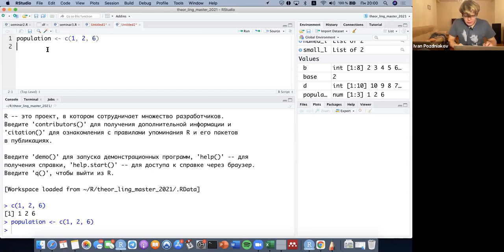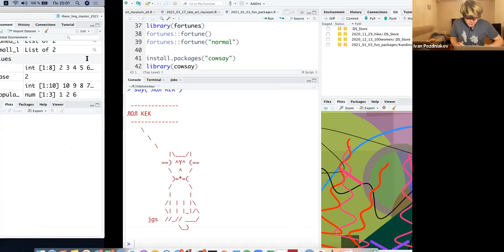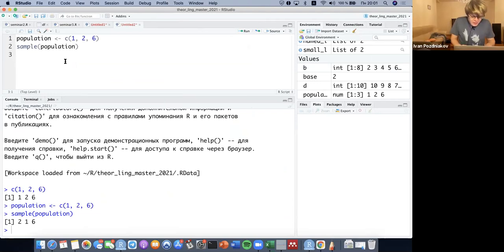So, if you want to have a sample from this population, there is a function called sample. And let's have a look how it works, because we can even try to do it without setting any parameters. Let's see how it works. And we get something. What do you think? Is it a sample with replacement or without replacement? It can be both. Yeah, exactly. Because I don't remember either, actually.